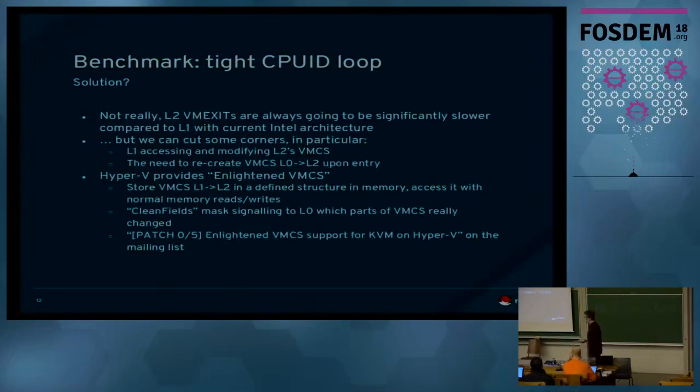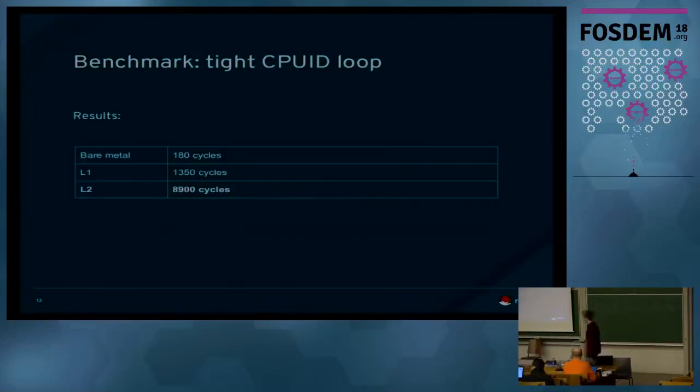There is actually a patch series on the mailing list. It's still in the works, but I would expect it to get merged into 4.17. Not this kernel, but the next one, because this merge window is already open and we are still working on this one. So, the result. Well, we go down to somewhat less than 9,000. And if you remember what I showed you, we had like 40,000 before. So this is actually a significant speedup. It's really good.